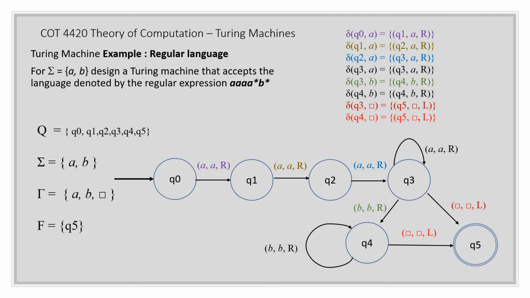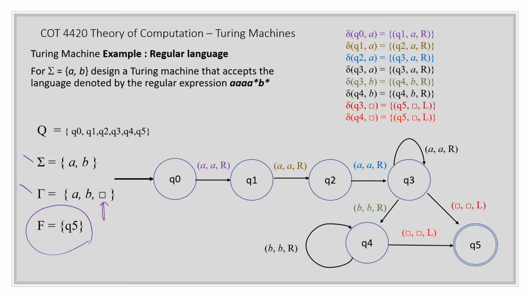So let's take a look at this. We're getting a little more complicated with our Turing machines. So here our alphabet is {A, B}. Our tape alphabet is {A, B} with the special symbol, which is a blank. Our states are Q0, 1, 2, 3, 4, and 5, and we have our final state, Q5.